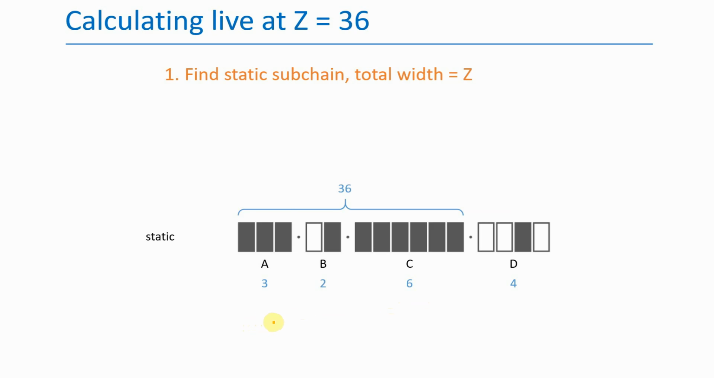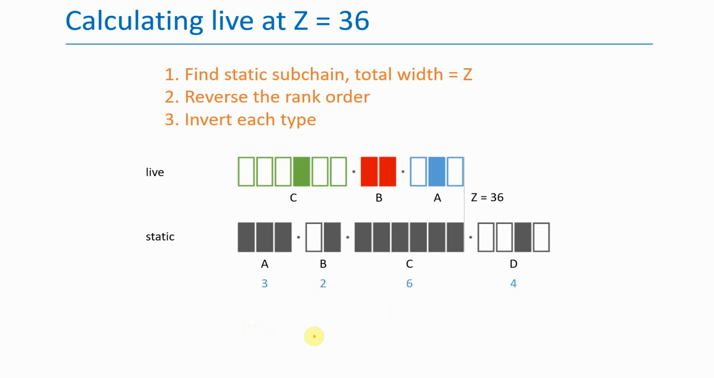Now, we turn the subchain into the live. Step 2 is to reverse the rank order, so ABC becomes CBA. Then we invert each type. So for instance, A goes from plenary to singular, etc. This gives us the live at the plane z equals 36.